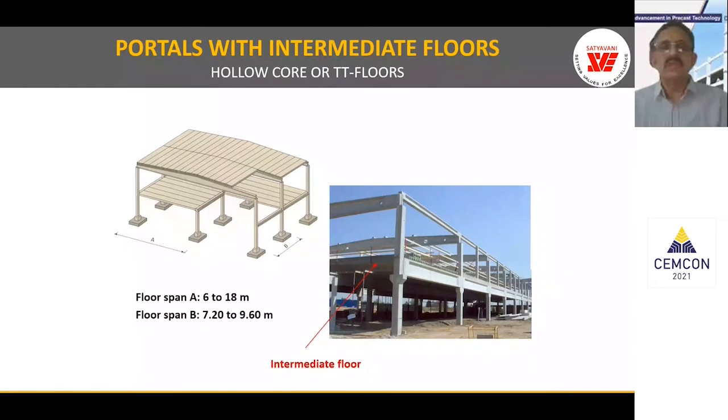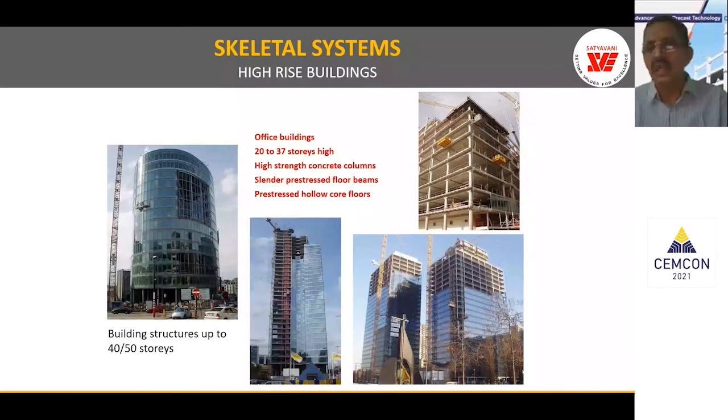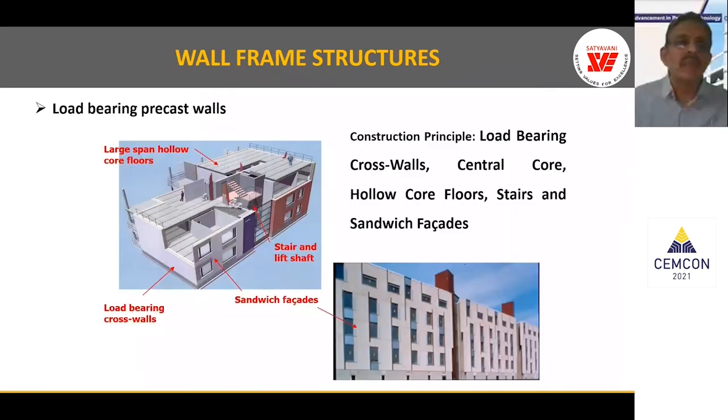And the structural systems: actually, we have many types of structural systems and framings we can do in precast, starting with hollow core and intermediate floors. For medium-rise buildings, we go for skeletal normal frame systems. High-rise buildings also can go with skeletal systems. At least I'm aware of 40 to 50-story buildings being done in precast. And precast structural systems include portal frame systems, skeletal structures, wall frame structures, floor and roof systems, and facades. Facade alone can be precast also, like you can see in this drawing.